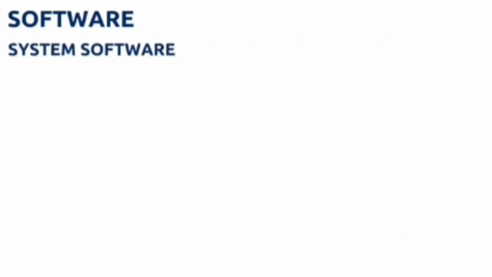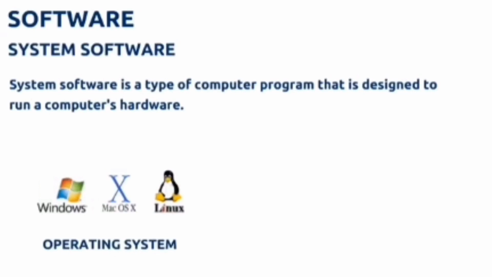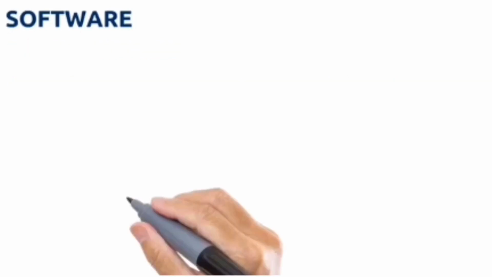Let's discuss in detail. System software. System software is a type of computer program that is designed to run computer hardware, like operating systems and device drivers. Operating systems like Windows, Mac OS and Linux.